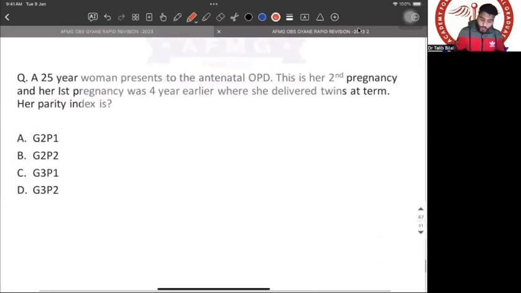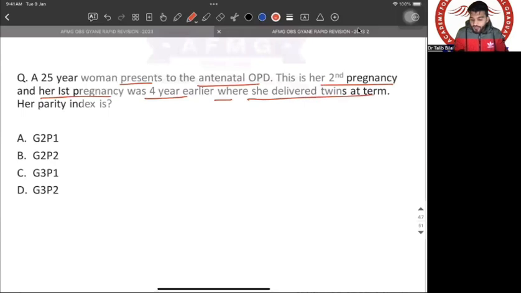A 25-year-old woman presents to the antenatal OPD. This is her second pregnancy, and her first pregnancy was 4 years earlier, where she delivered twins at term. What is the parity index?